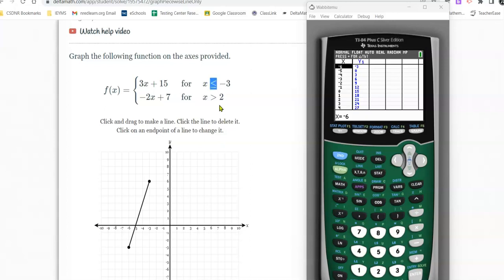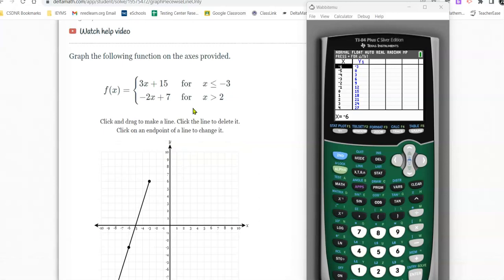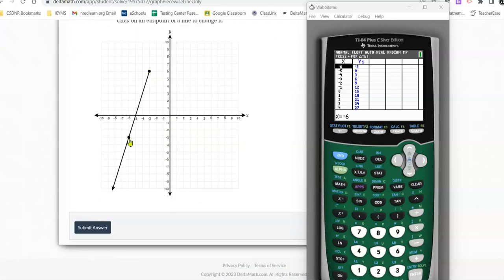Now this one here can be equal to, so that's solid. And this one here should keep going, should be an arrow. So I had to click it twice, because x can be anything less than -3. I had to click any dot in this table.